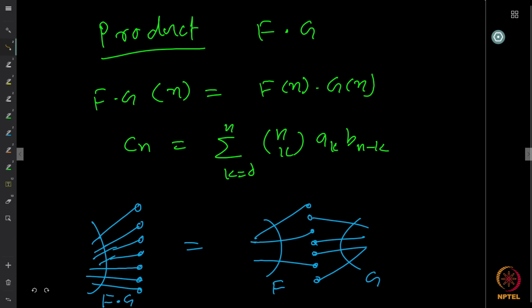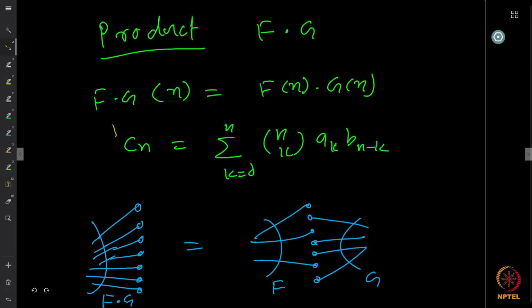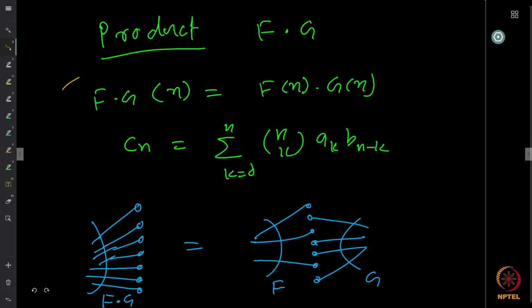Okay. So what is Cn? Cn is the number of elements of type F dot G on an n-element set. And that is precisely equal to the summation for k equal to 0 to n of n choose k, a_k, b_(n minus k). This we all saw when we defined the product of exponential generating functions, right?